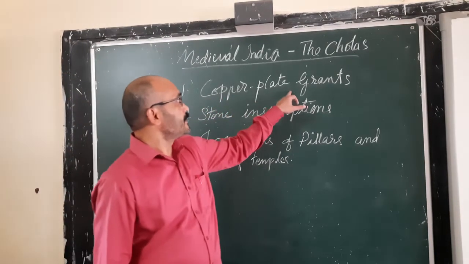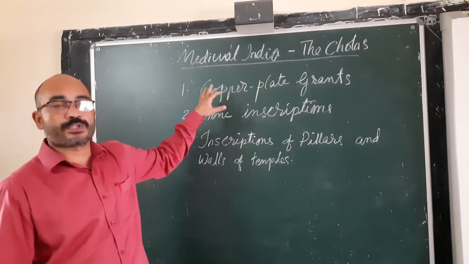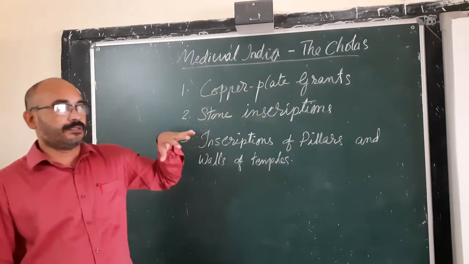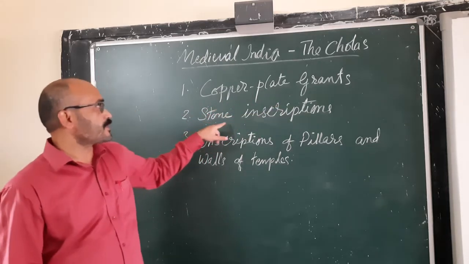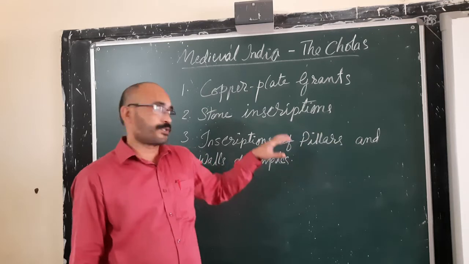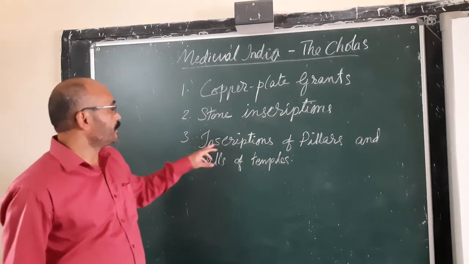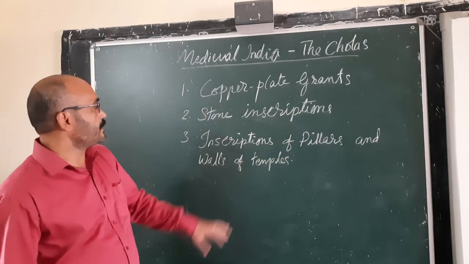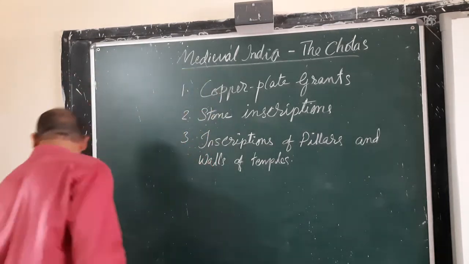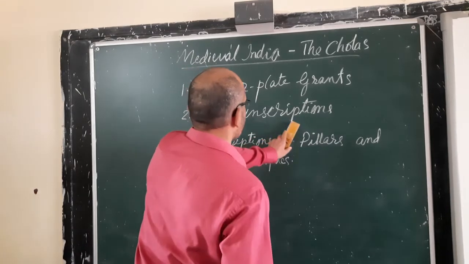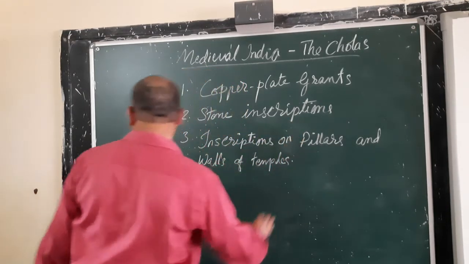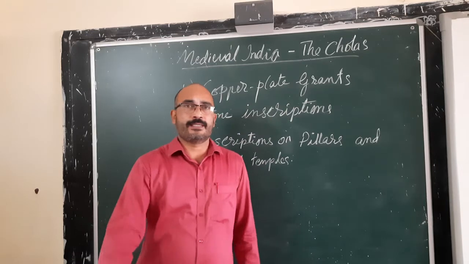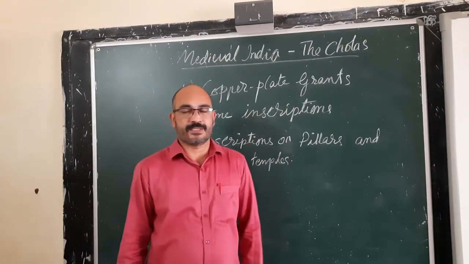So the three categories of inscriptions. The first one is copper plate grants. These inscriptions are mostly made from copper plates, so they are called copper plate grants. The second one is stone inscriptions, inscriptions made on stone. And the third one is inscriptions on pillars and walls of temples. These are the three categories of inscriptions.